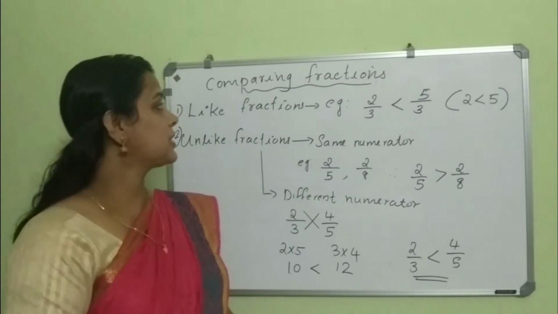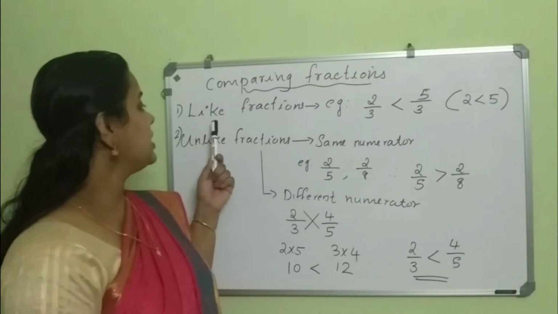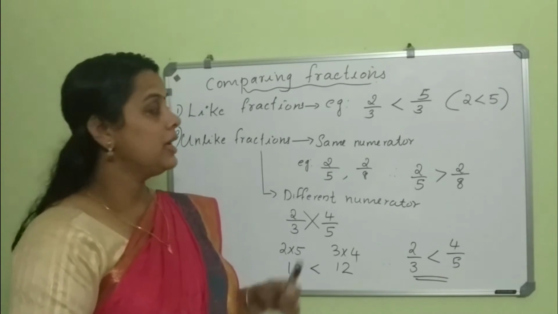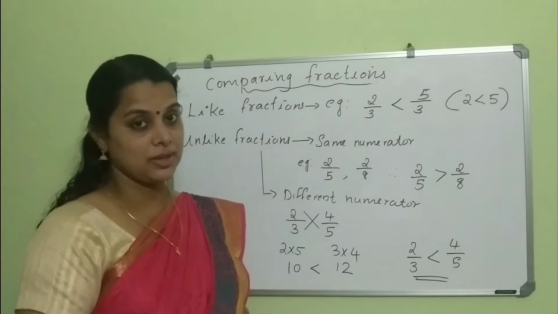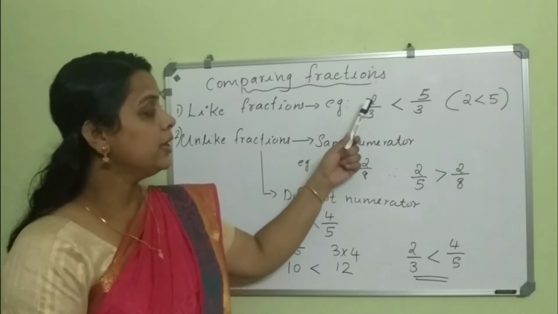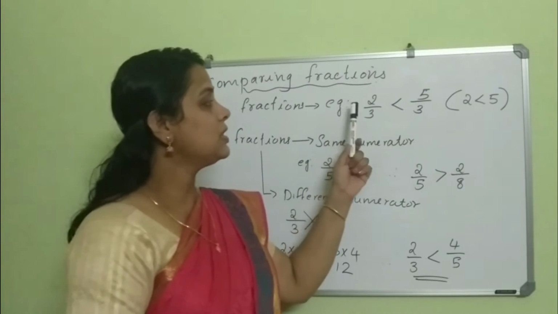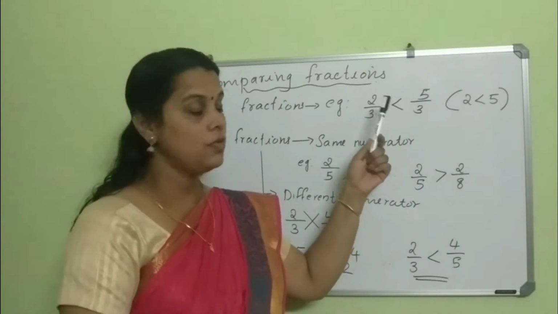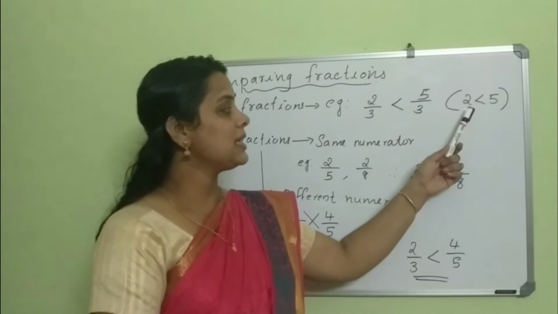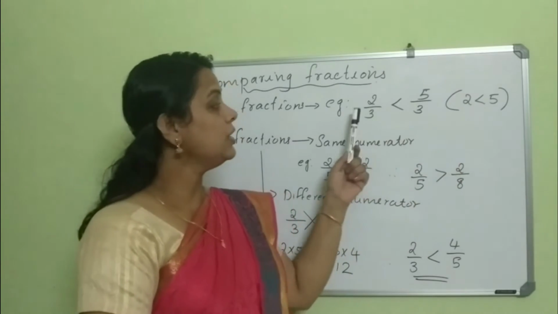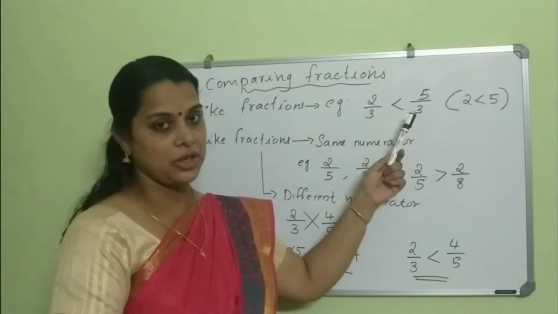Now we are going to discuss comparing fractions. First is in the case of like fractions. Like fractions are fractions with the same denominator. Here see this example, 2 by 3 and 5 by 3. In this case, we just want to compare the numerators. Whichever numerator is bigger, that fraction is bigger. Here 2 is less than 5. So 2 by 3 is less than 5 by 3. 5 by 3 is the greater fraction.